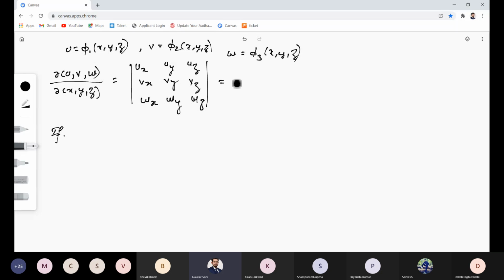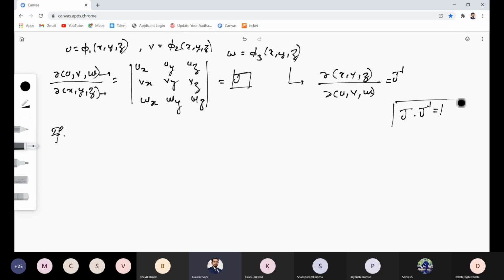In this case, you can see that X, Y, Z are independent variables, U, V, W are dependent variables, and you are finding out the Jacobian of dependent variables with respect to independent variables, that is J. In this case, if the Jacobian of X, Y, Z with respect to U, V, W is to be found, then that is denoted by J dash. We know the property J into J dash is equal to 1.